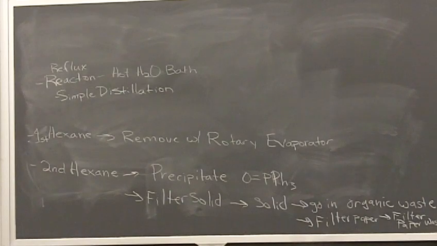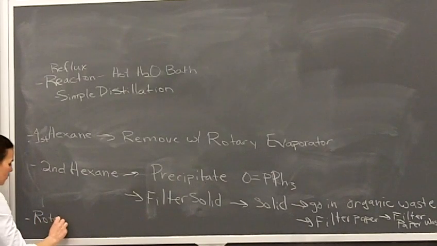So then in the end, you will have this hexane solution of your product, okay? Because remember, all along your product is a liquid. You're going to then, again, one more time, use the rotary evaporator to remove the hexane.